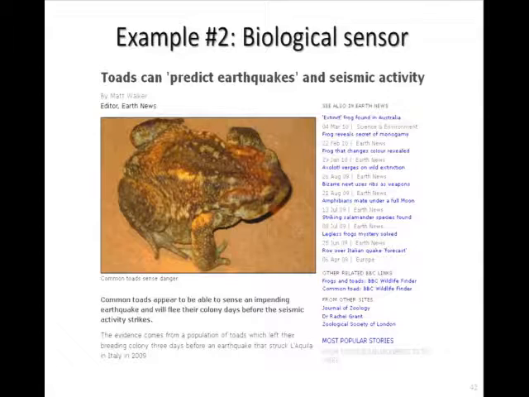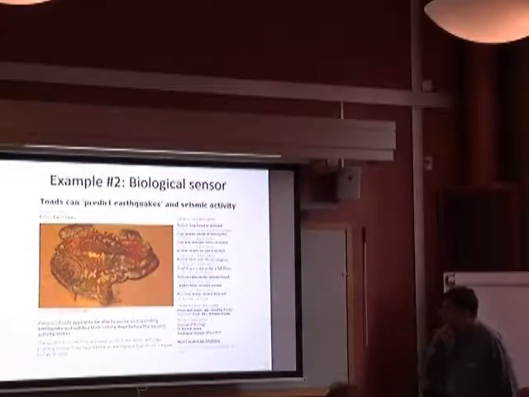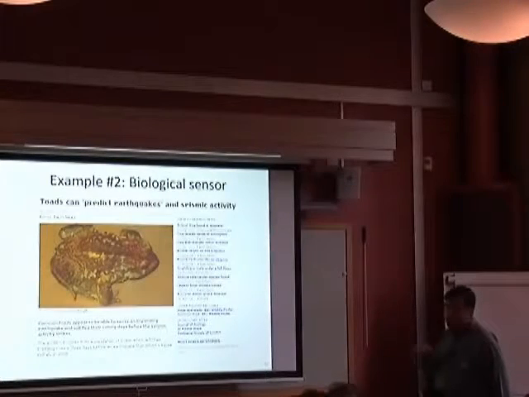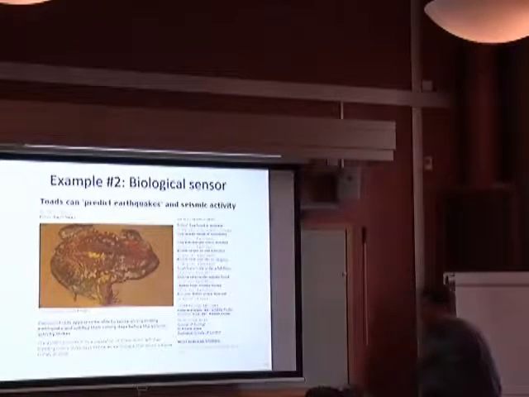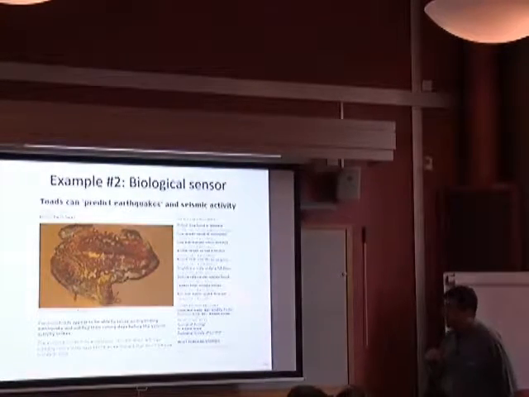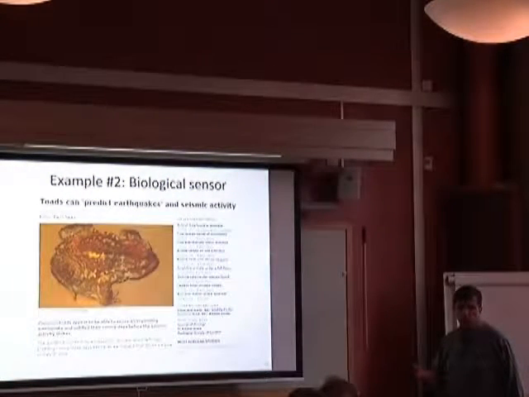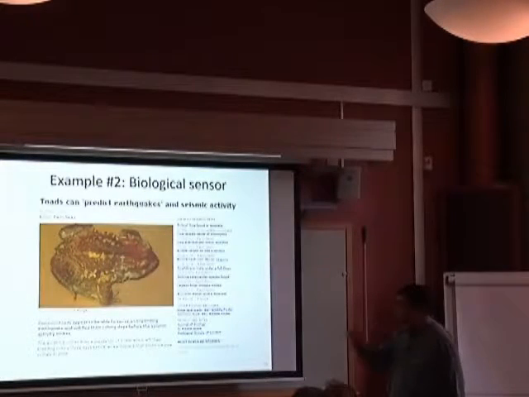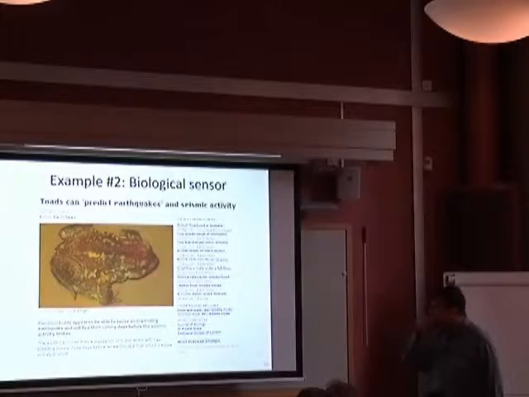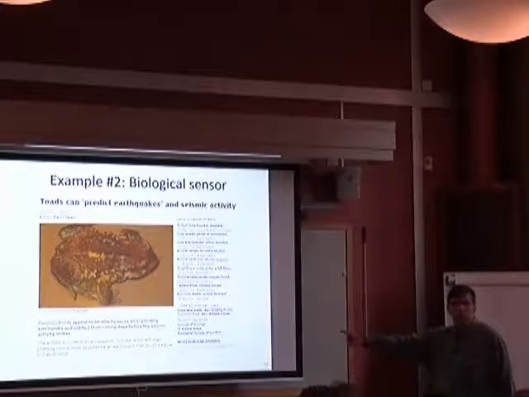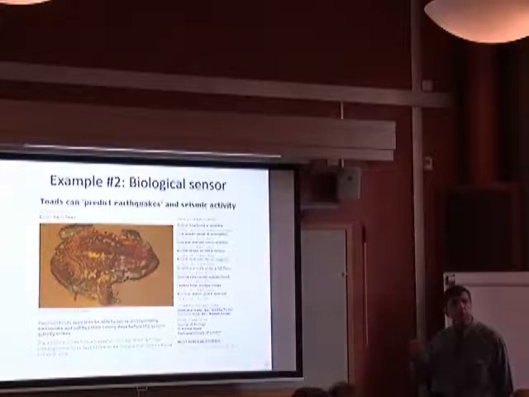Another example, it's very interesting. It's a biological sensor. Last week or two weeks ago, some British scientists published that there was an earthquake in Italy, in the L'Aquila region in northern Italy in 2009. What's well known is that some animals can predict some natural events like earthquakes. And in the case of these frogs, 3 days before the earthquake happened in that region, they started leaving the area where they live.